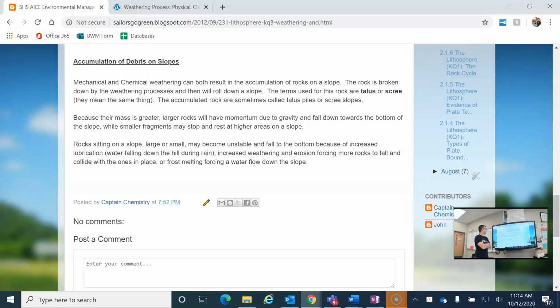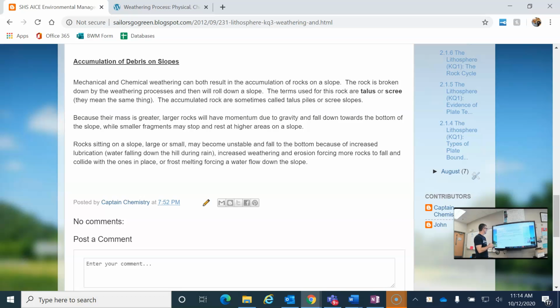Because the mass is greater, larger rocks will have momentum due to gravity and fall down towards the bottom of the slope, while smaller fragments may stop. So the larger ones will have that momentum and just keep rolling down. And this usually happens on slopes. And what can happen to cause this? Any kind of shaking of the ground. An animal may push it down. I mean, any kind of movement is going to cause these things to roll, and they become rock slides, and that's not cool.